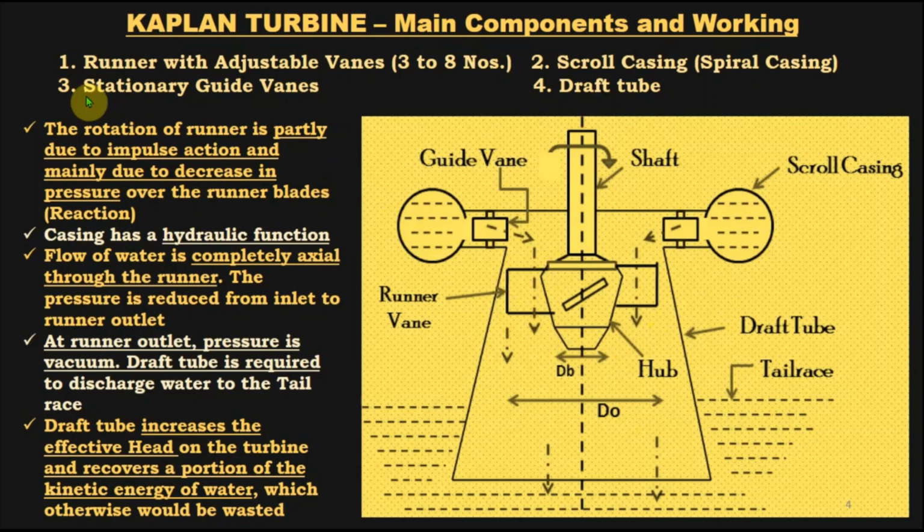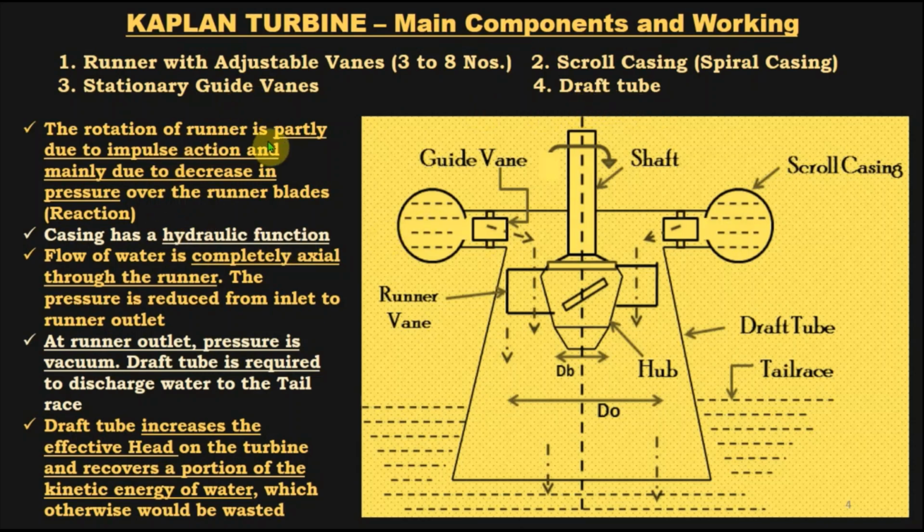Therefore, the main essential components of a Kaplan turbine are a runner with adjustable vanes, then scroll casing or spiral casing, just like we considered in the case of Francis turbine. Here also the spiral casing or scroll casing has the same hydraulic function to perform, that is, it converts the pressure energy of water into kinetic energy during the flow through the casing. Then we have stationary guide vanes to regulate the flow. Then we have the draft tube.